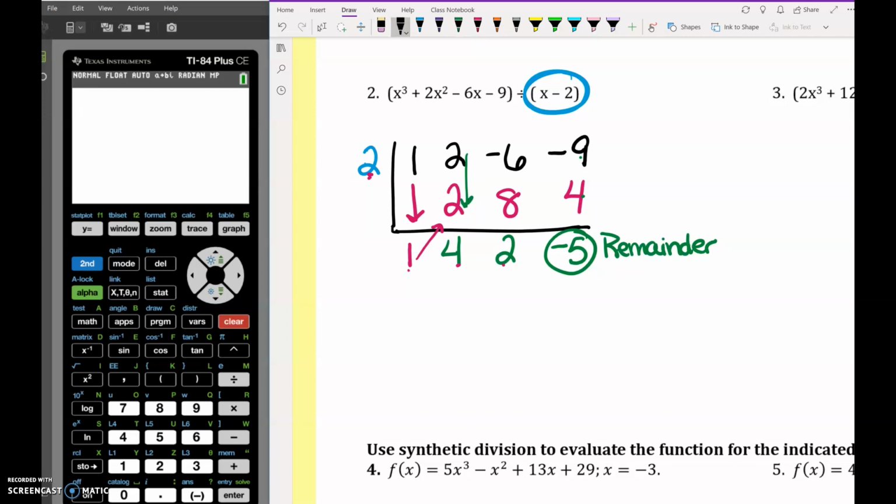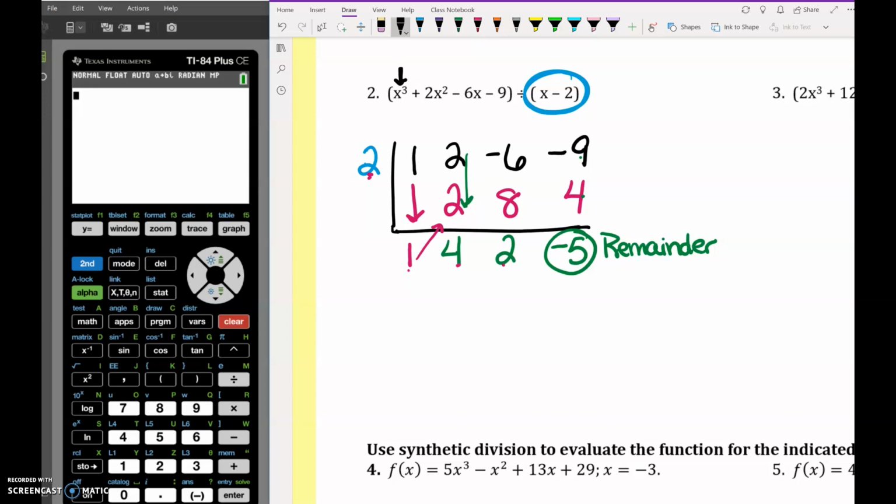There's 2 things that are difficult about synthetic division. The first thing is just getting it set up correctly in the first place, but once you get the hang of that, that's not that bad. And then the second difficult thing is interpreting your answer. But again, once you get the hang of that, that's not that bad.